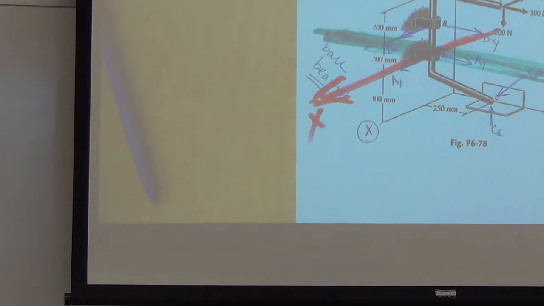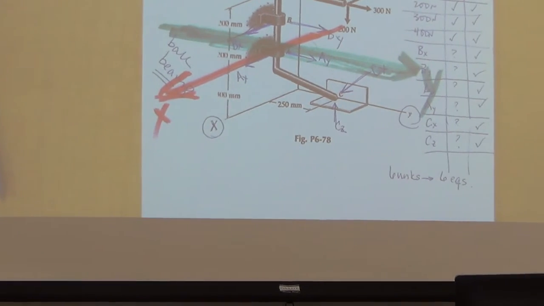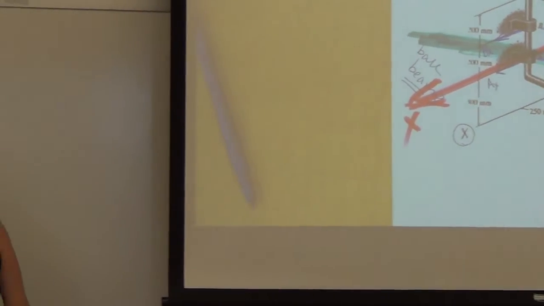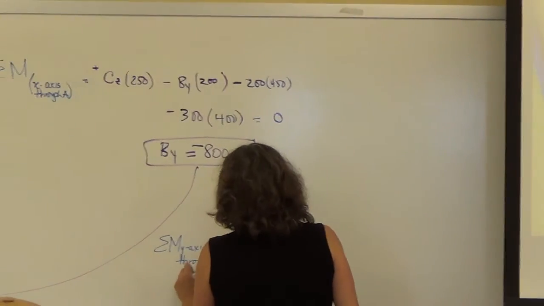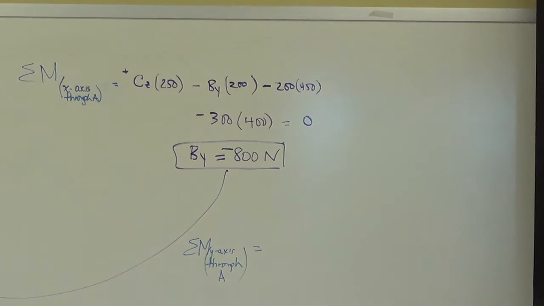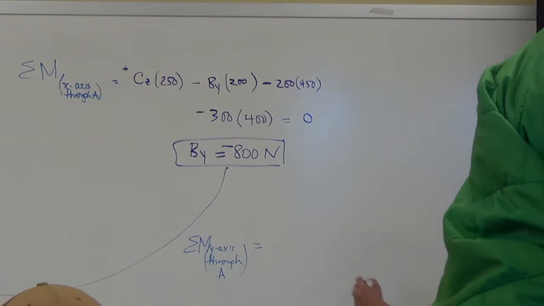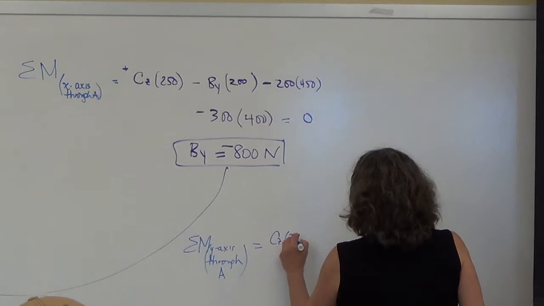Okay, so let's see, we're doing the sum of the moments about the Y axis through what? A? Through A. So what creates a moment about the green? Does CZ create a moment about the green? Nope. Does it intersect? Nope. No, because B is here, B is in front of us, and this is at the wall. What's the perpendicular distance? It's CZ times 300.